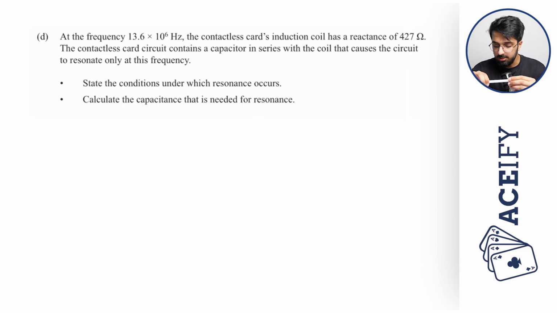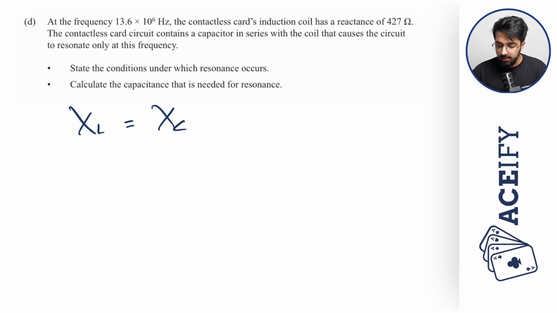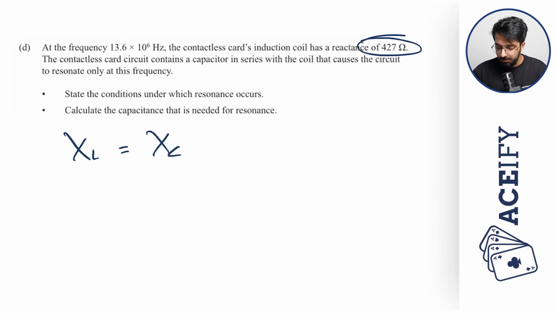At the frequency 13.6 times 10 to the 6 Hz, the contactless card's induction coil has a reactance of 427 ohms. The contactless card circuit contains a capacitor in series with a coil that causes the circuit to resonate only at this frequency. State the conditions under which resonance occurs and calculate the capacitance that is needed for resonance. Alright, so resonance occurs under the condition that the reactance of the inductor is equal to the reactance of the capacitor. And in order to calculate the capacitance needed for this resonance to occur, we already have the reactance of the inductor.